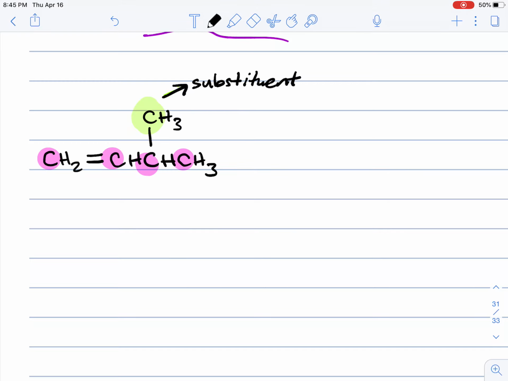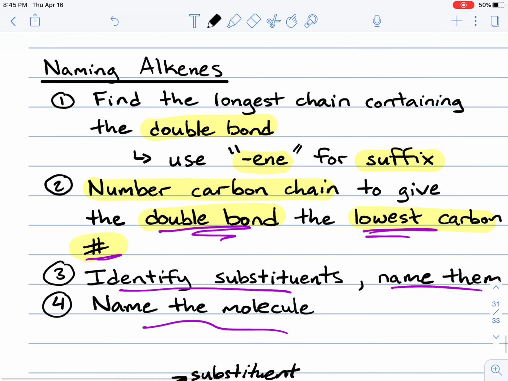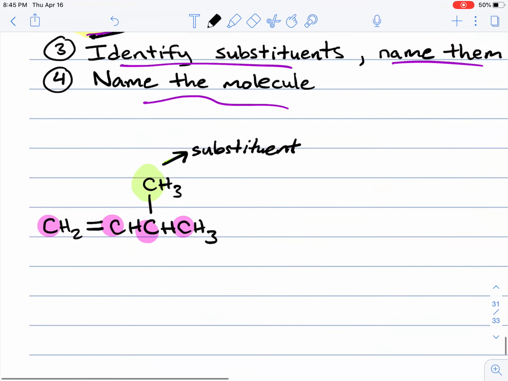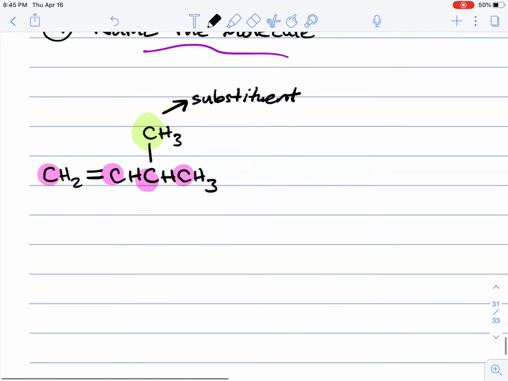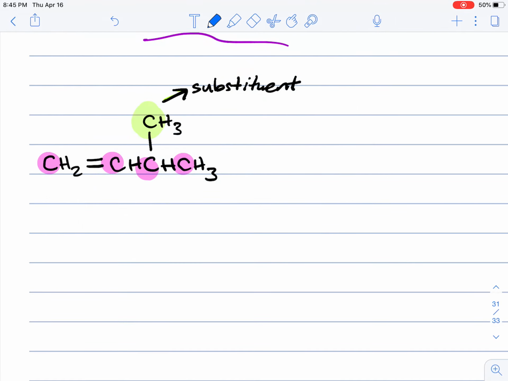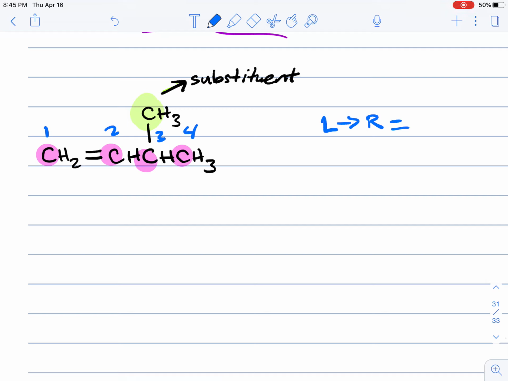Okay. Now, the next step is to number my parent chain such that the numbering of the carbon chain gives the double bond the lowest carbon number. And so once again, I'm going to go ahead and repeat what I've done in prior videos. I'm going to go left to right, right to left. So left to right, it's 1, 2, 3, 4. Okay. And so I'm not going to add anything up. Remember, my double bond must have the lowest carbon number.